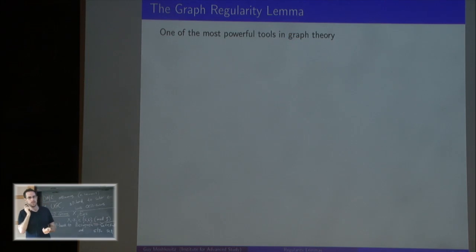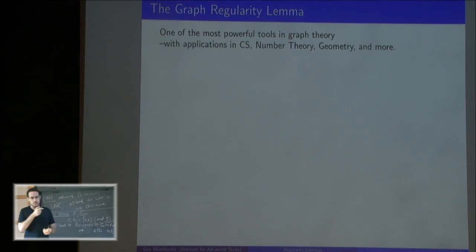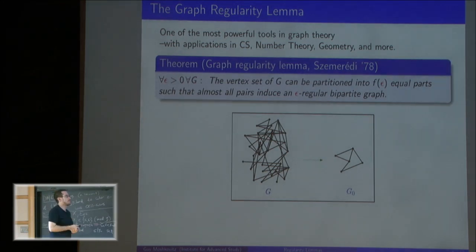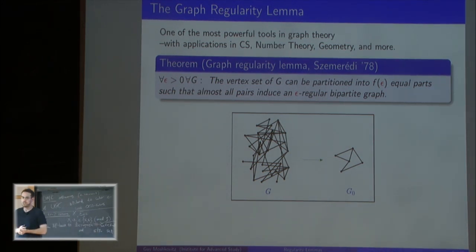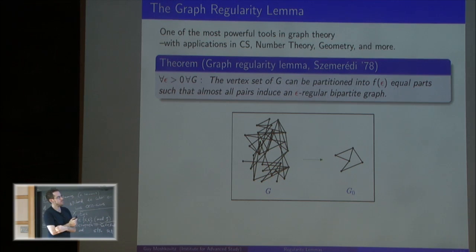So enter Szemerédi's regularity lemma, one of the most important results in graph theory. It also has many applications in computer science, number theory, and so much more. Here's the formal statement proved by Endre Szemerédi in '78. It says the following: for every parameter epsilon and every graph whatsoever, you can partition its vertex set into a number of equal parts which is independent of the original number of vertices. This number f of epsilon only depends on the parameter epsilon, such that for almost all pairs of clusters, the bipartite graph between them is random-like, is epsilon regular.